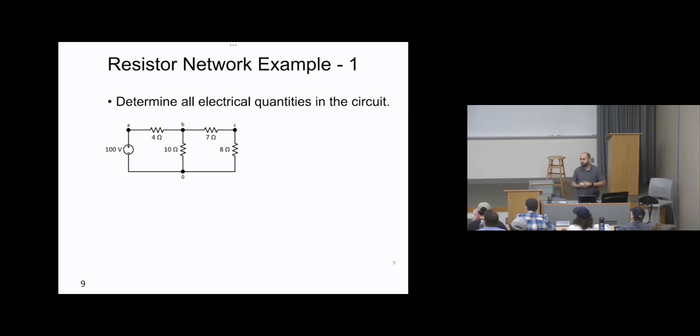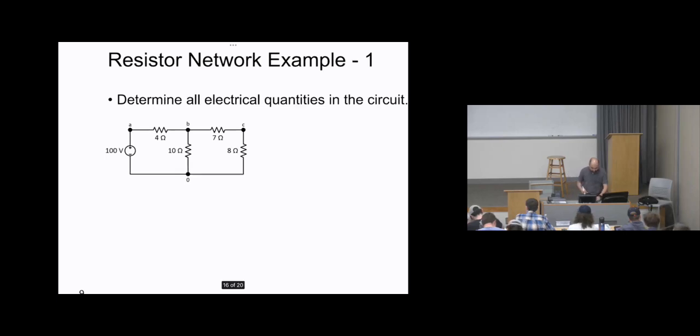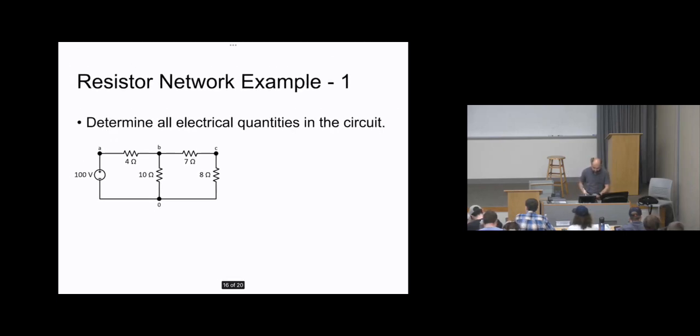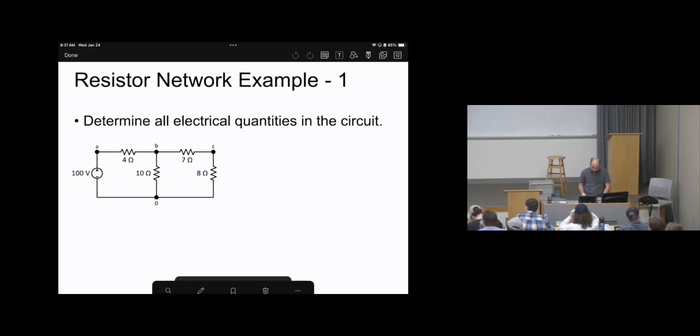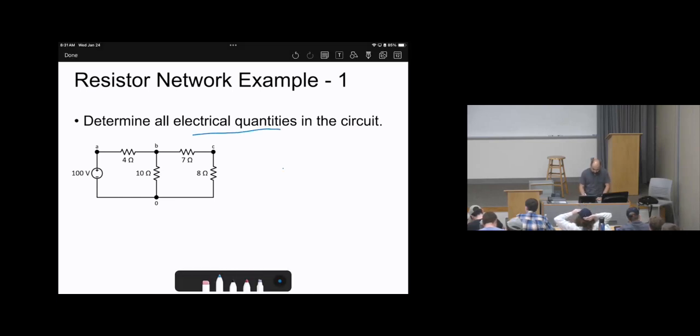The procedure is: first, label all of the currents, directions, and voltage polarities. You need to assume all of them. Then let's look at the circuit. It says determine all of the electrical quantities in this circuit, and by electrical quantities we mean voltages and currents. We need to determine all of them. Remember, we are in DC, so all of them must be uppercase. So how to solve this circuit?